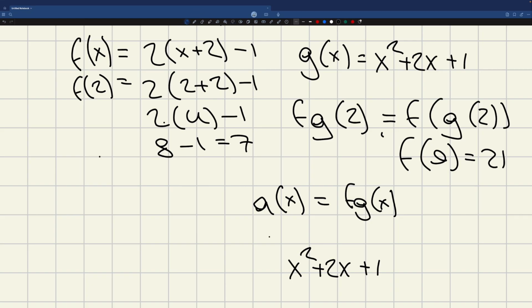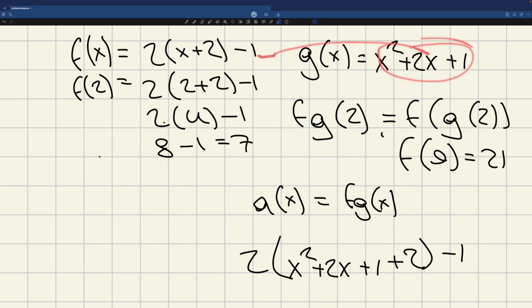Well, you write down 2 times this plus 2 minus 1. What did I do there? I just took this and I dumped it into this function. Because that's what it tells you to do. g of x needs to be put into the f function. g of x is this, we just dump it into the f of x function, which just means that we put this here. Nice.